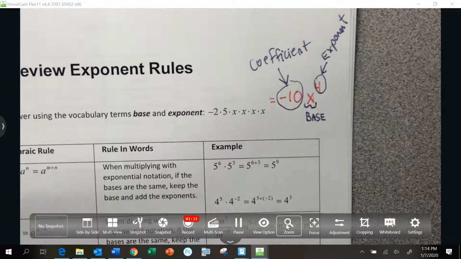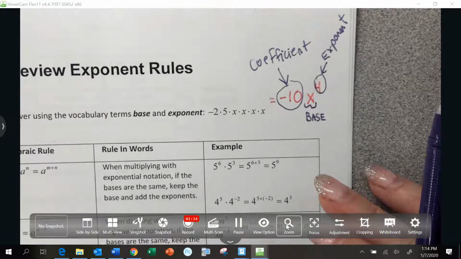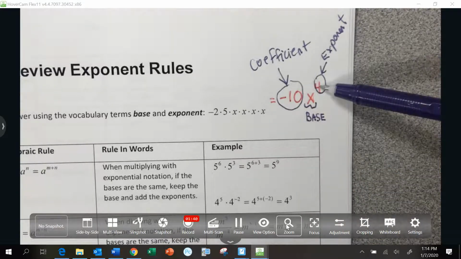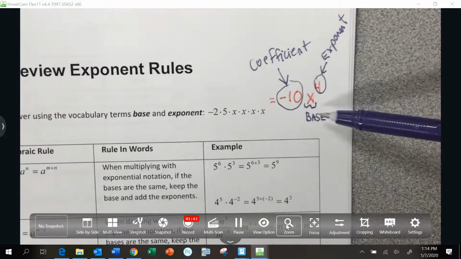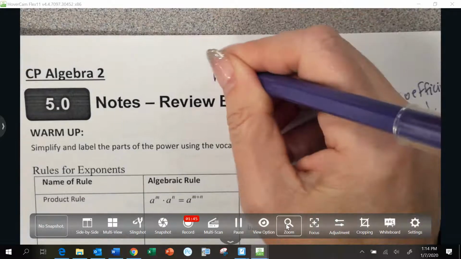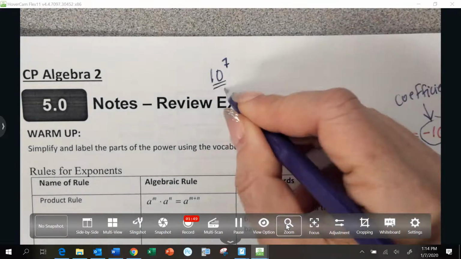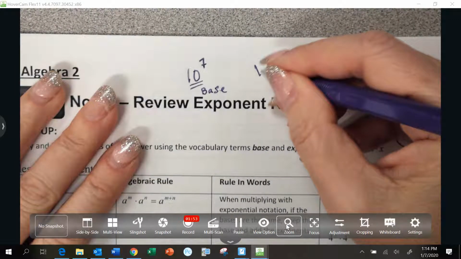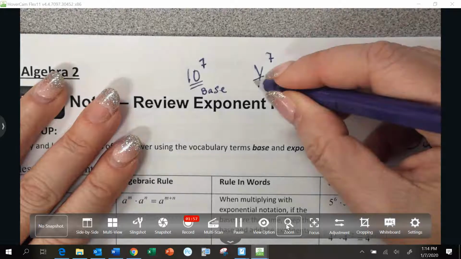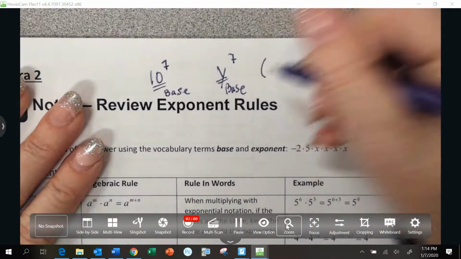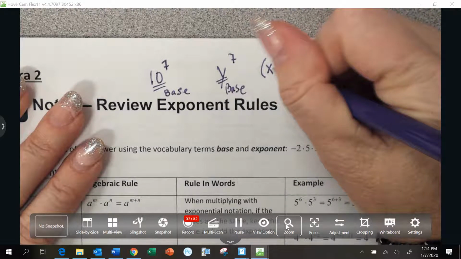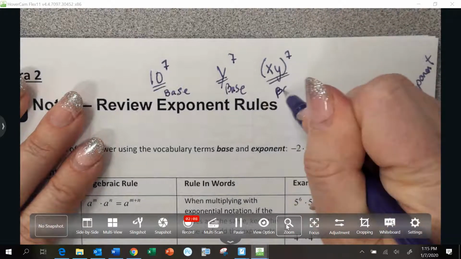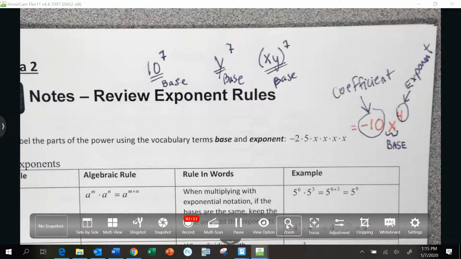Whatever the exponent is on is called the base. So it could be anything. It could be a 10. You could have 10 to the 7th, and the 10 would be a base. It could be like y to the 7th, and the y would be the base. And if I had xy to the 7th, xy would be the base. It's whatever the exponent is on is the base.